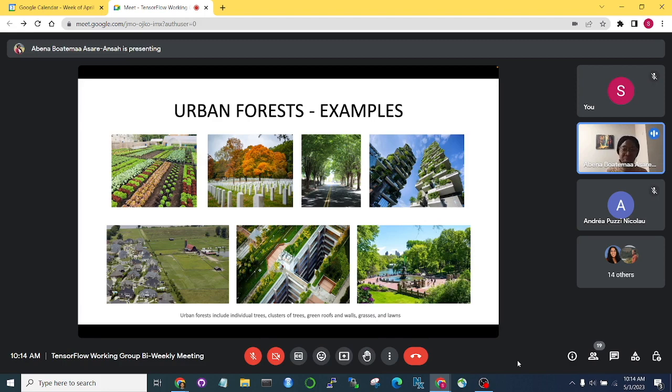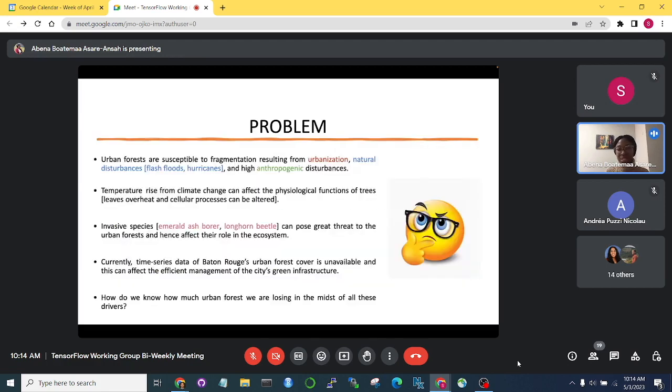I'm sure we have so many of them around, but because some of us are not very familiar or aware, we might not even see them as urban or green infrastructure. All right, so now let's look at the problem. We know that urban forests are prone to fragmentation resulting from urbanization, as we said, movement of people from one point to the other. And then there's also natural disturbances. So in the event of a flash flood or hurricane, it makes the urban forest susceptible.